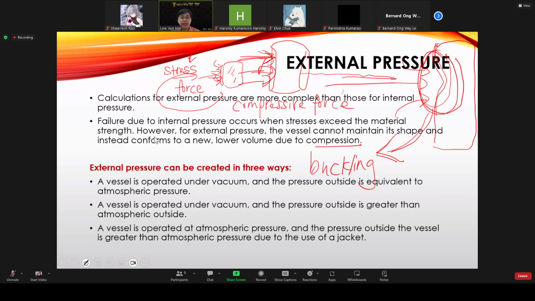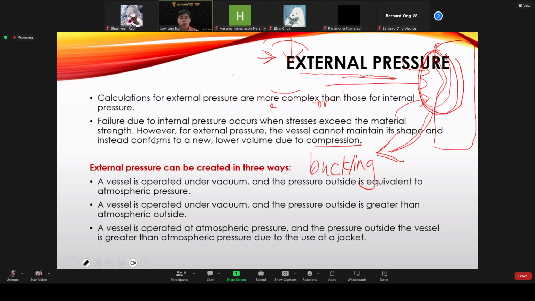Okay, so this is what we call external pressure. That's why when we design the thickness for the shell of our pressure vessel, not only do we need to consider the internal pressure, but sometimes we also need to consider the external pressure to make sure the pressure vessel can be safely operated. So far, any question regarding the external pressure before I proceed to discuss? Okay, if there's no question, then now I want to proceed.